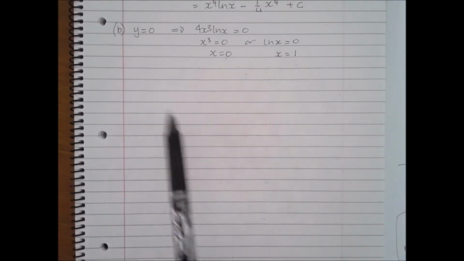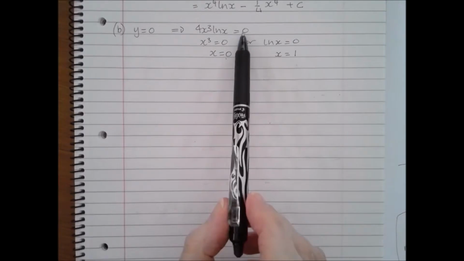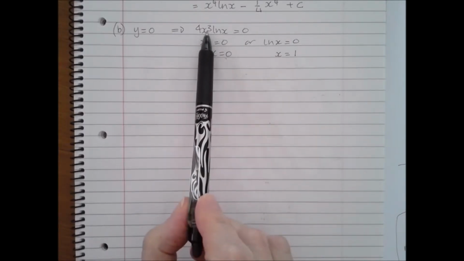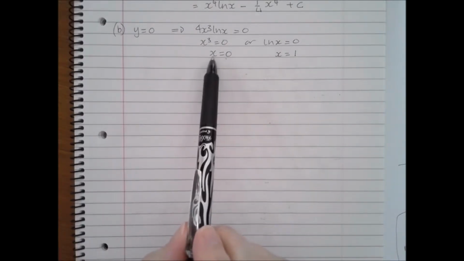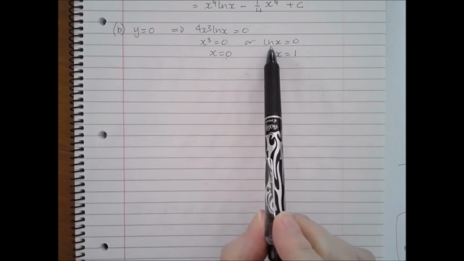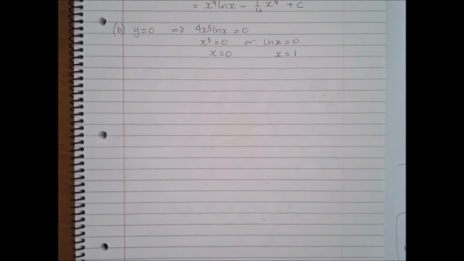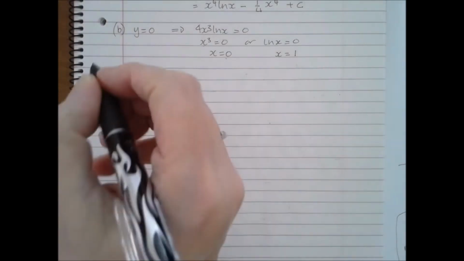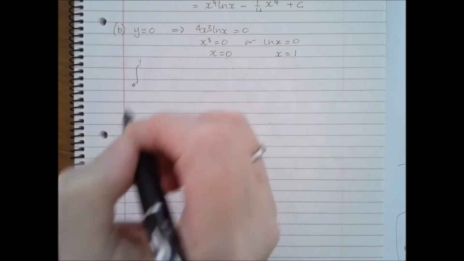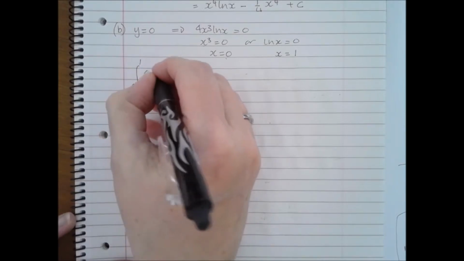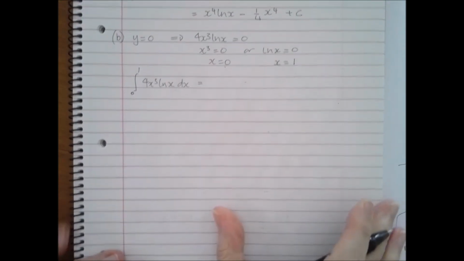So on the x-axis y is 0, so if we solve 4x cubed log x equals 0, then there are two possible options here. Either x cubed is 0 or the log x term is 0. Now if x cubed is 0, then x must be 0. And if the natural log of x is 0, then x must be 1, because the natural log of 1 is equal to 0. So when we come to do our areas, what we're going to do is integrate between 0 and 1, 4x cubed natural log of x, and we can use the result of part A.